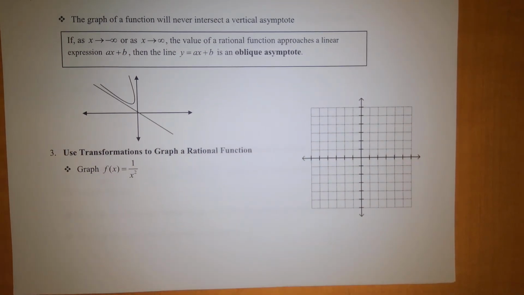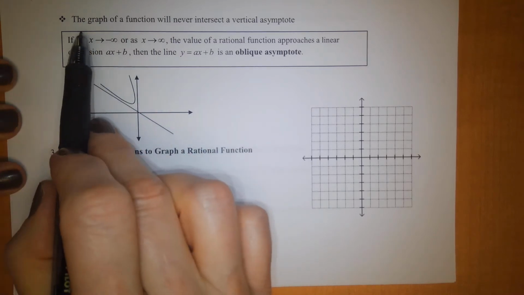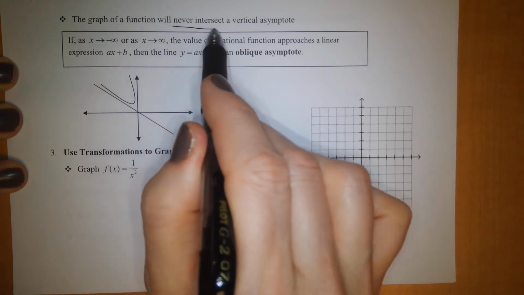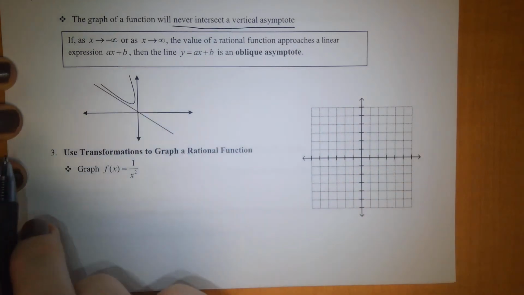So now let's look at the graph of a function that will never intersect a vertical asymptote. This graph never ever intersects this vertical asymptote.